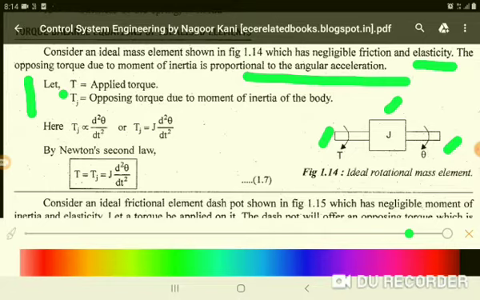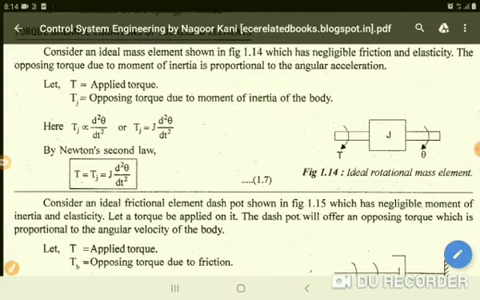So Tj is proportional to d square theta by dt square, which is equal to J into d square theta by dt square. So according to Newton's second law, keep it in your mind: whenever we have a moment of inertia, the torque is represented as J d square theta by dt square.